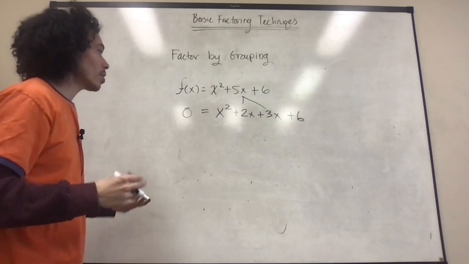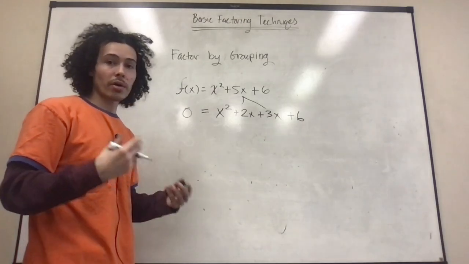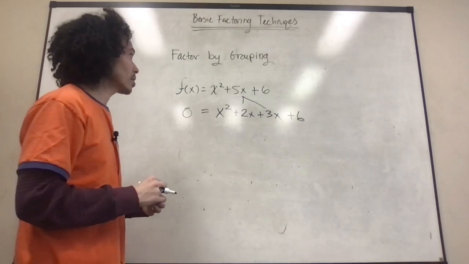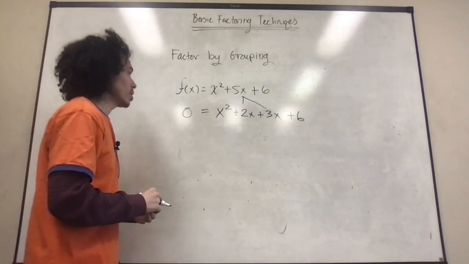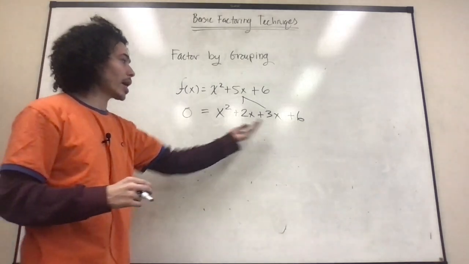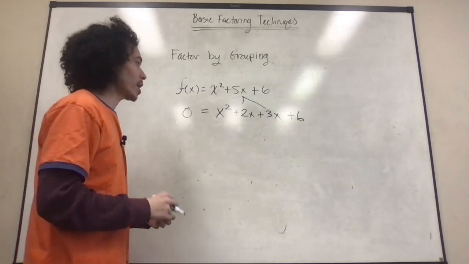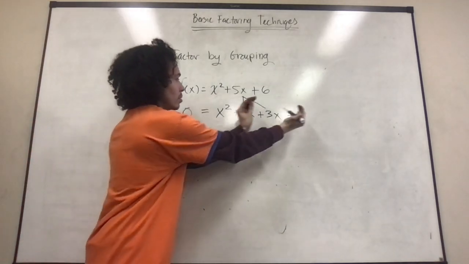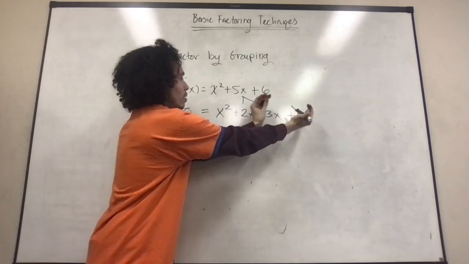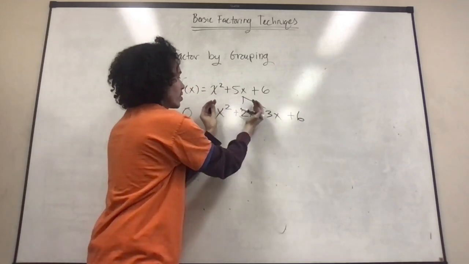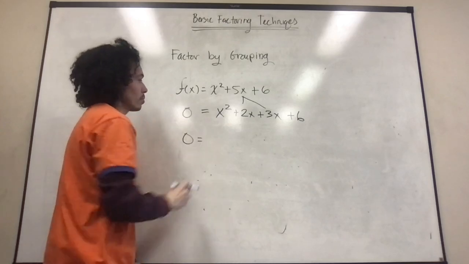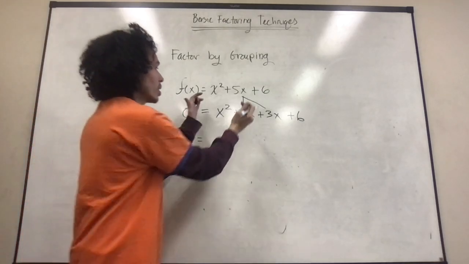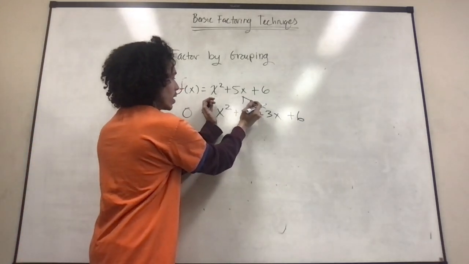Now we do the part of this technique that is why you call it factor by grouping, because you are factoring not the entire thing at once, you're factoring groups of it, portions of the expression or of the function that you're dealing with. So let's start by factoring this portion.